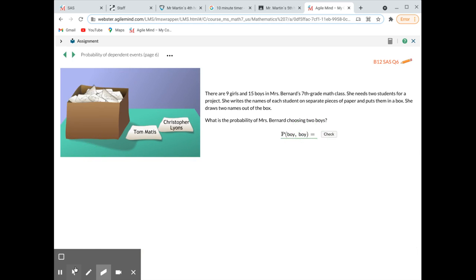Vincent, go ahead and read this for us. There are 9 girls and 15 boys in Miss Bernard's 7th grade math class. She needs 2 students for a project. She writes the name of each student on separate pieces of paper and puts them in a box. Then she draws 2 names out of the box. What is the probability of Miss Bernard choosing 2 boys?